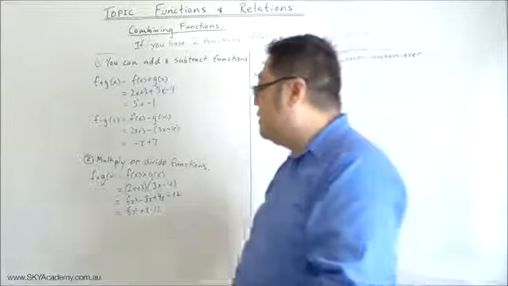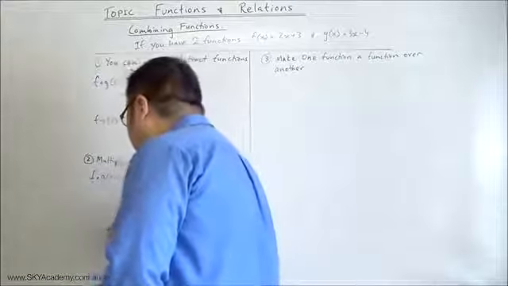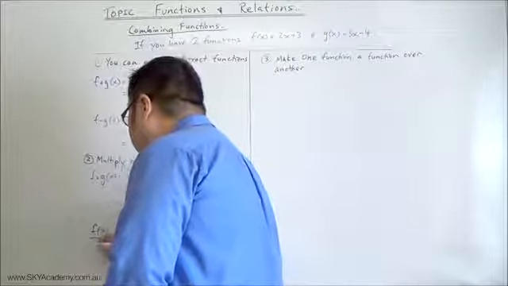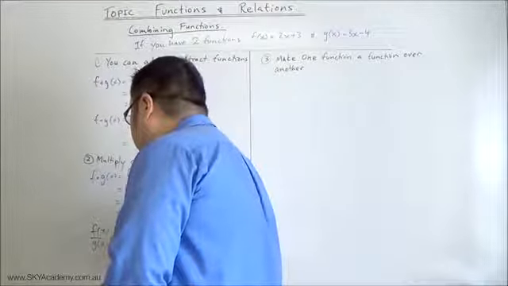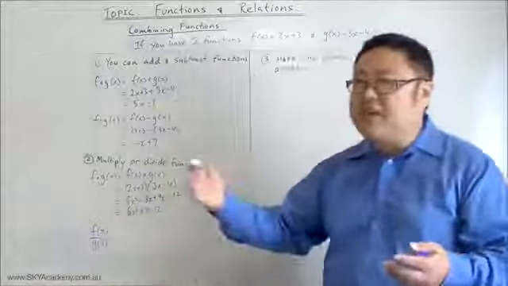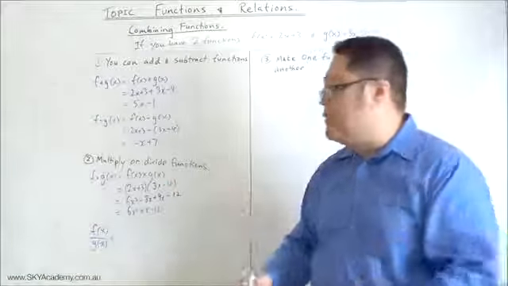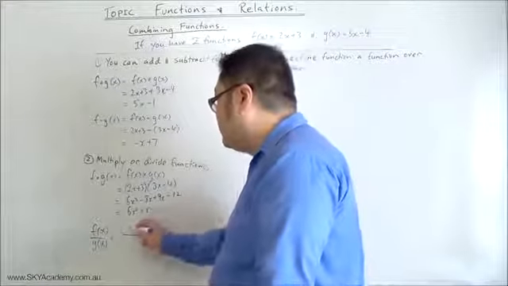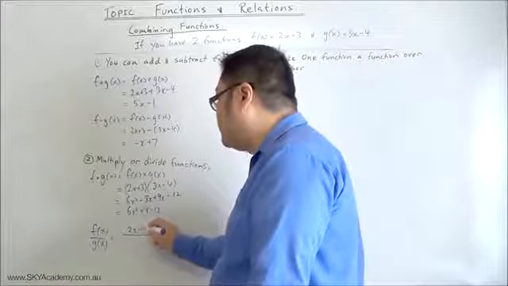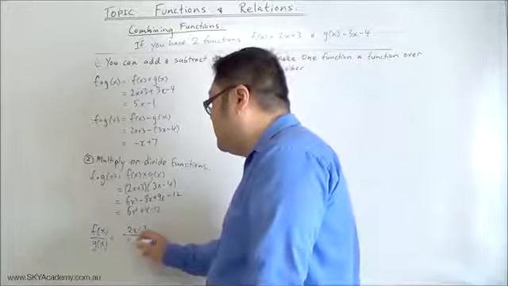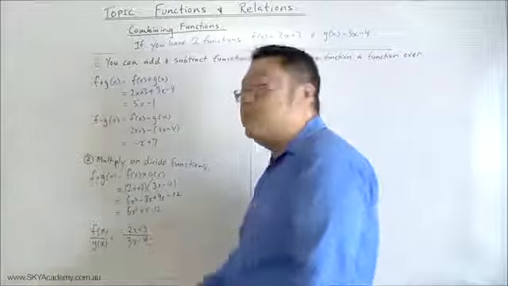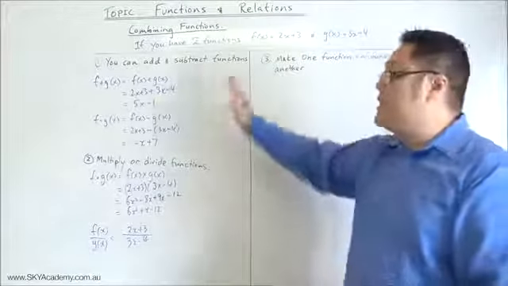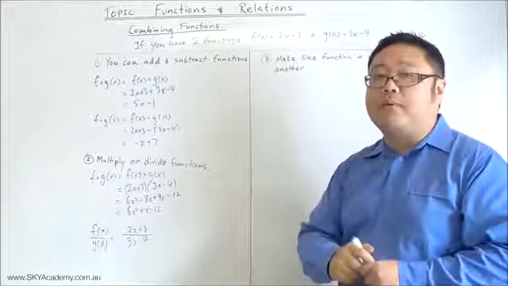Division would be f of x over g of x, and it could just as easily be g of x over f of x as well. But we're going to do f of x over g of x, and that would be 2x plus 3 over 3x minus 4. Does that make sense? Cool. So that's how you can combine using the four operations.